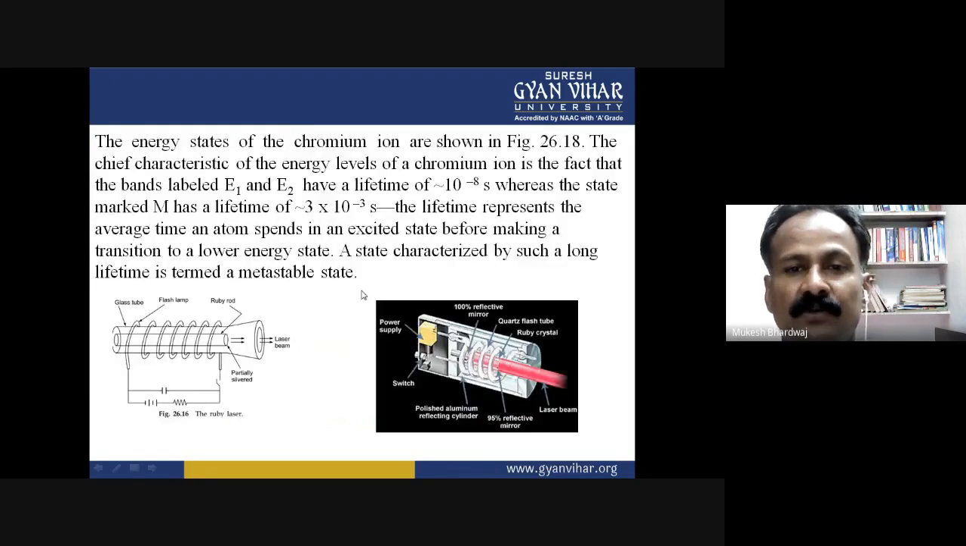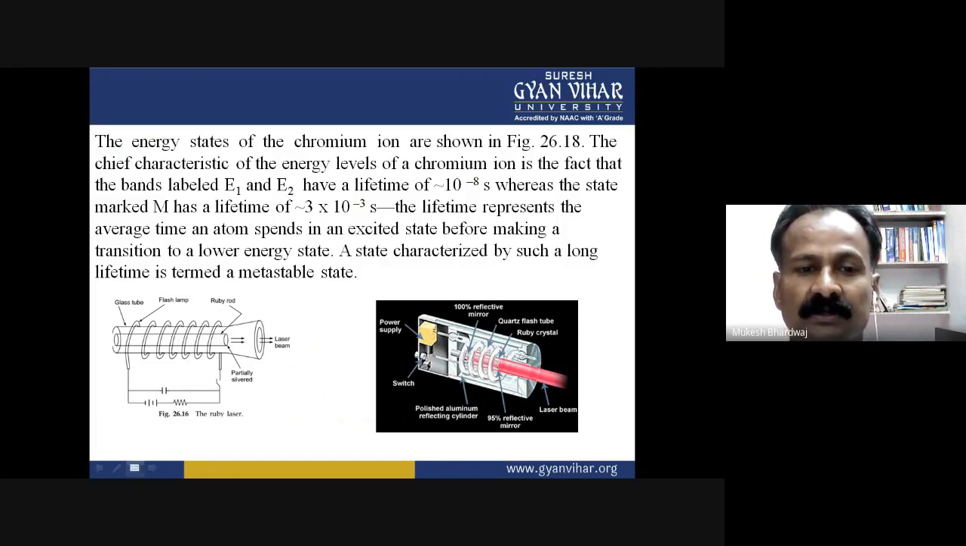The energy states of the chromium ion are shown in the figure. The chief characteristic of the energy levels of the chromium ion is the fact that the bands labeled E1 and E2 have a lifetime of 10 to the power minus 8 seconds, whereas the state M has a lifetime of 3 into 10 to the power minus 3 seconds. The lifetime represents the average time an atom spends in an excited state before making a transition to a lower energy state. A state characterized by such a long lifetime is termed a metastable state.